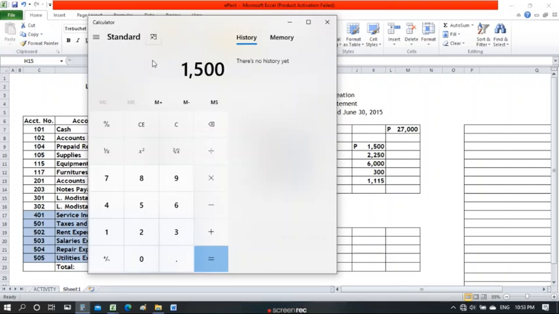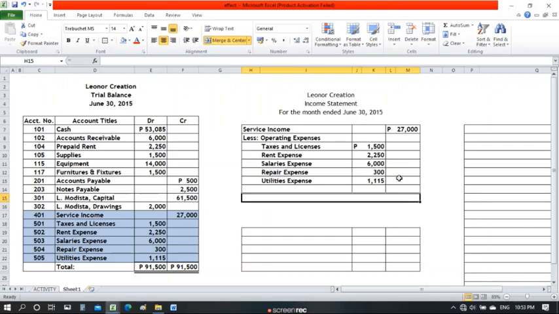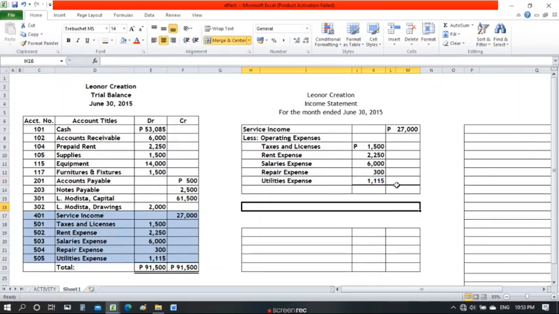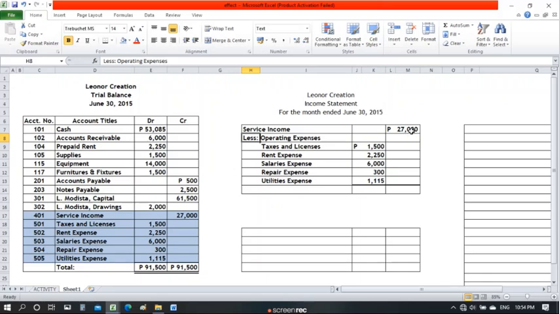So we have 1,500 plus 2,250 plus 6,000 and 300 and 1,115. So that is 11,165. So since that is for deduction from or less from our income, you will include or write the open and close parentheses. So it doesn't mean that that amount is negative. That means that amount is to be less from the income.